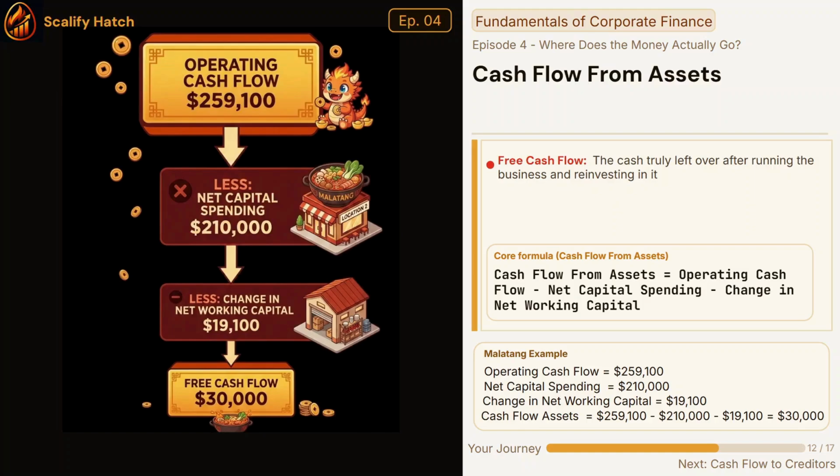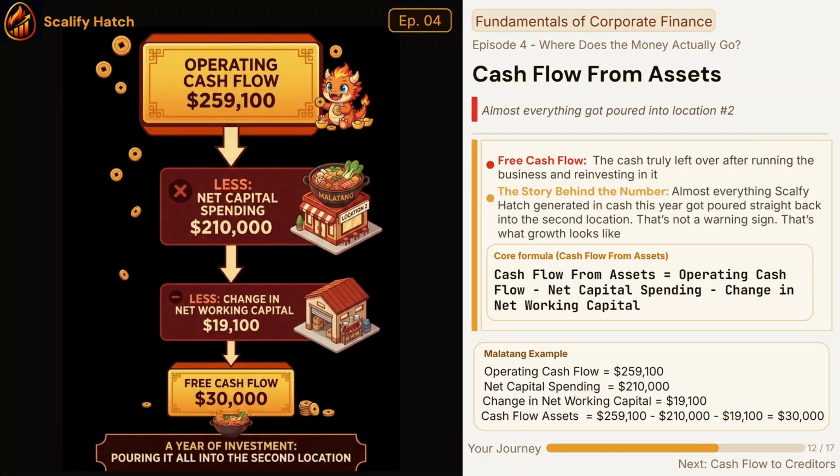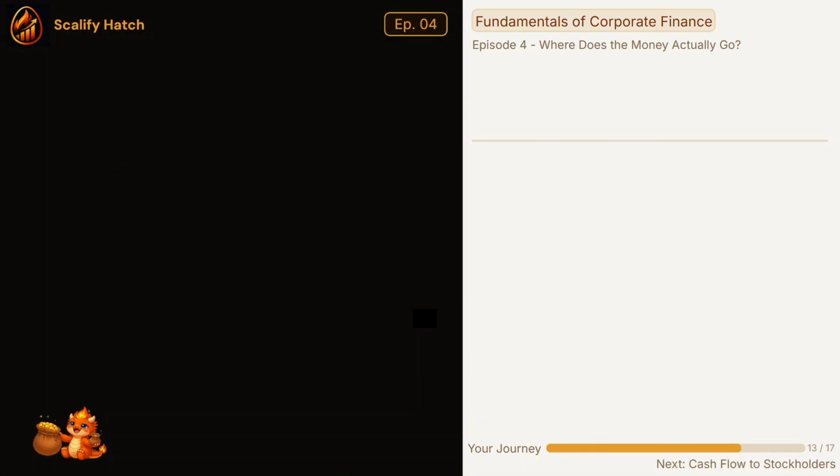That's the whole story of this year for Scalify Hatch Malatang. Almost everything the business generated in cash got poured straight back into opening the second location. That's not a warning sign. That's what growth actually looks like on paper. Now, where did that $30,000 actually go?